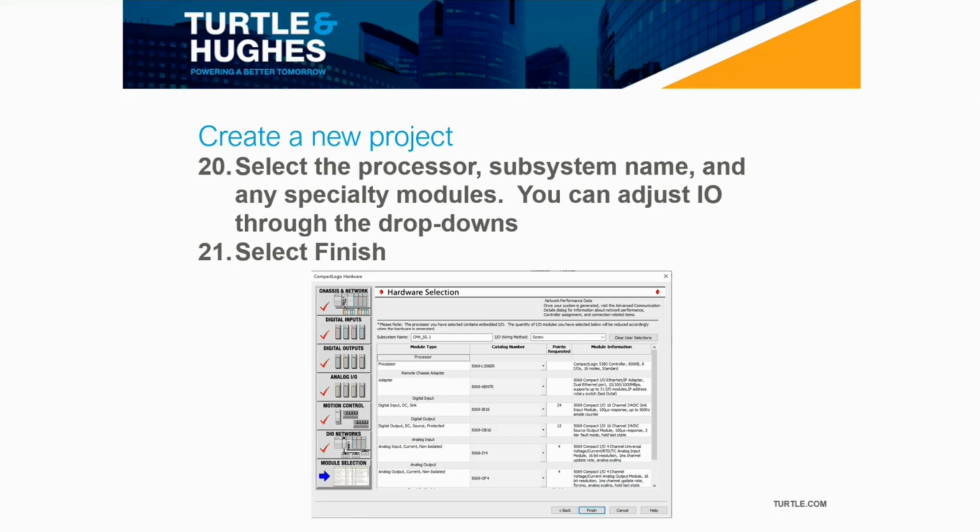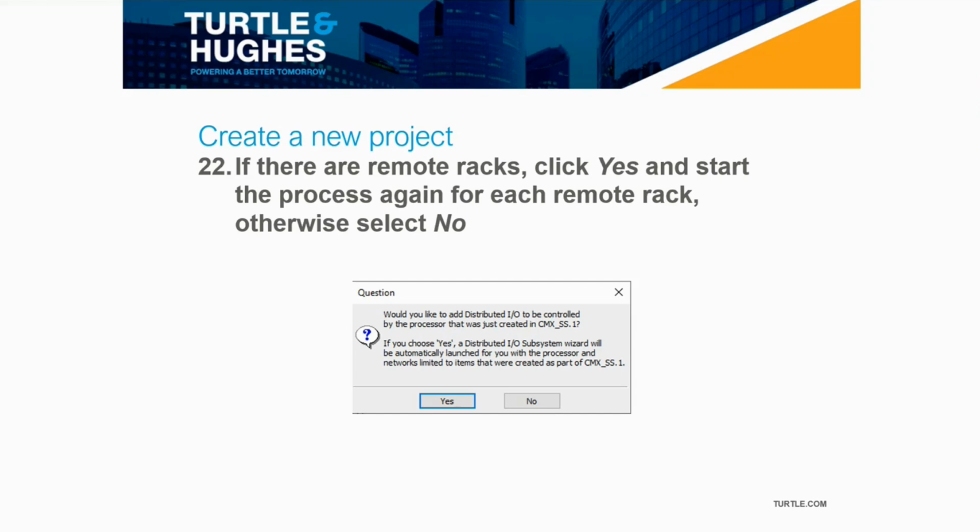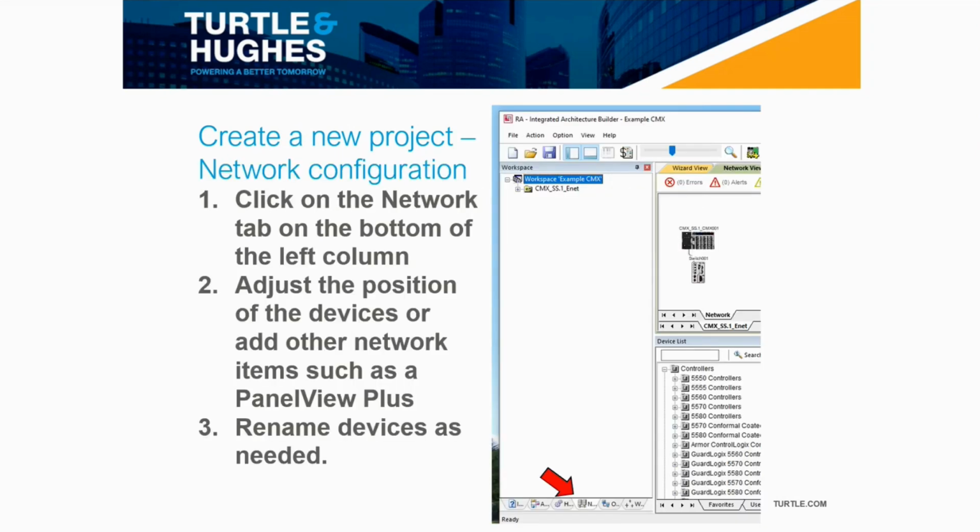All right, we've created this main panel at this point. I can go ahead and click on Finish. And you're going to get a pop-up. If there are remote racks, you would click on Yes at this point, and it would kind of start the whole process all over again for each remote rack. If there are no other remote racks, I can go ahead and say no, and it's going to bring me out to a point where I can now start looking at other parts of the application. In this case, I said no. I just had a basic chassis, and I have a switch.